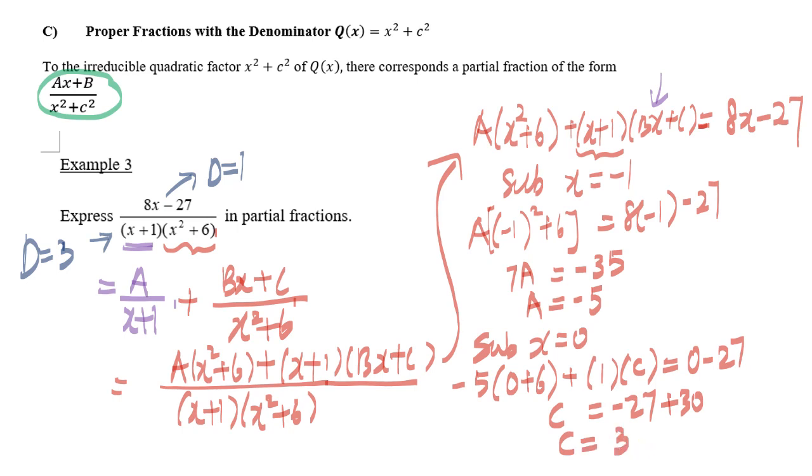Okay, so after we have found the values of a and c, you can use any other values of x to find your constant b. But of course, you're not going to use x equals -1 and x equals 0 anymore. Think about why we don't use those anymore. Right, so I'm going to let x equal to 1 to find the constant b.